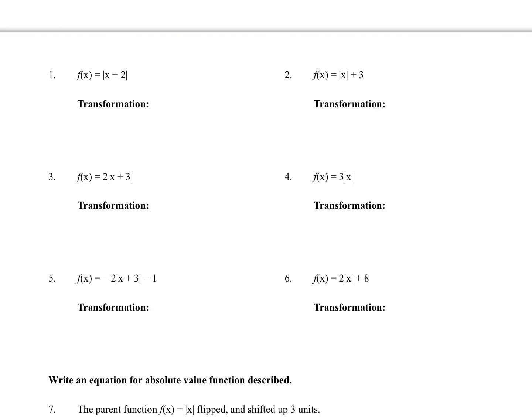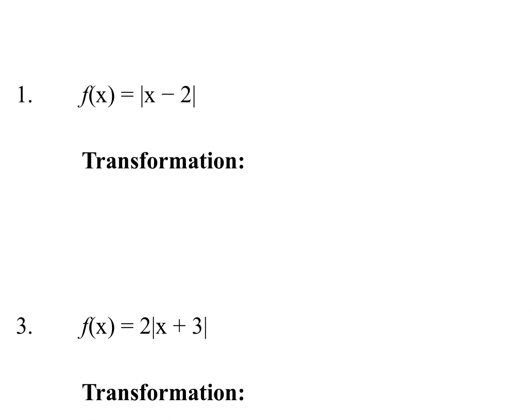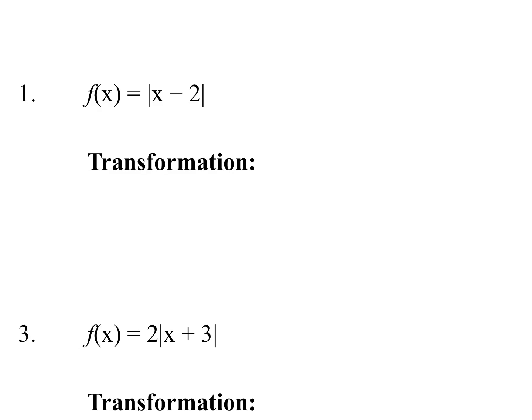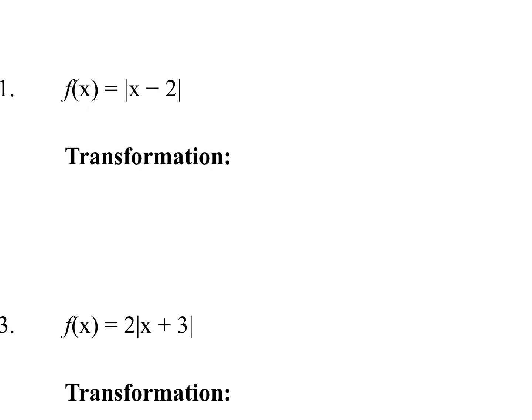Okay, so let's do some practice describing the transformation that happens for each item here. Let's go for number 1. f of x is equal to x minus 2. The transformation that happened here is a horizontal translation of 2 to the right.